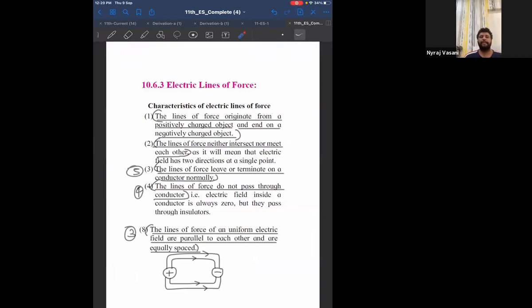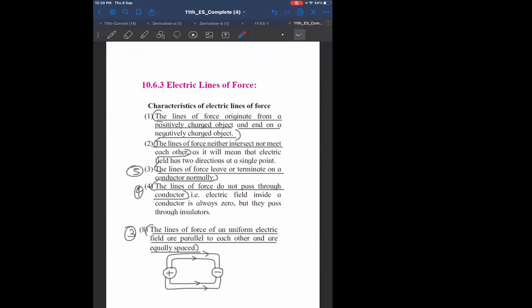Okay. Akshat, any doubt? Shreya, any doubt? Sujal, any doubt? Let me know. I gave you the doubt in the comment box, sir.